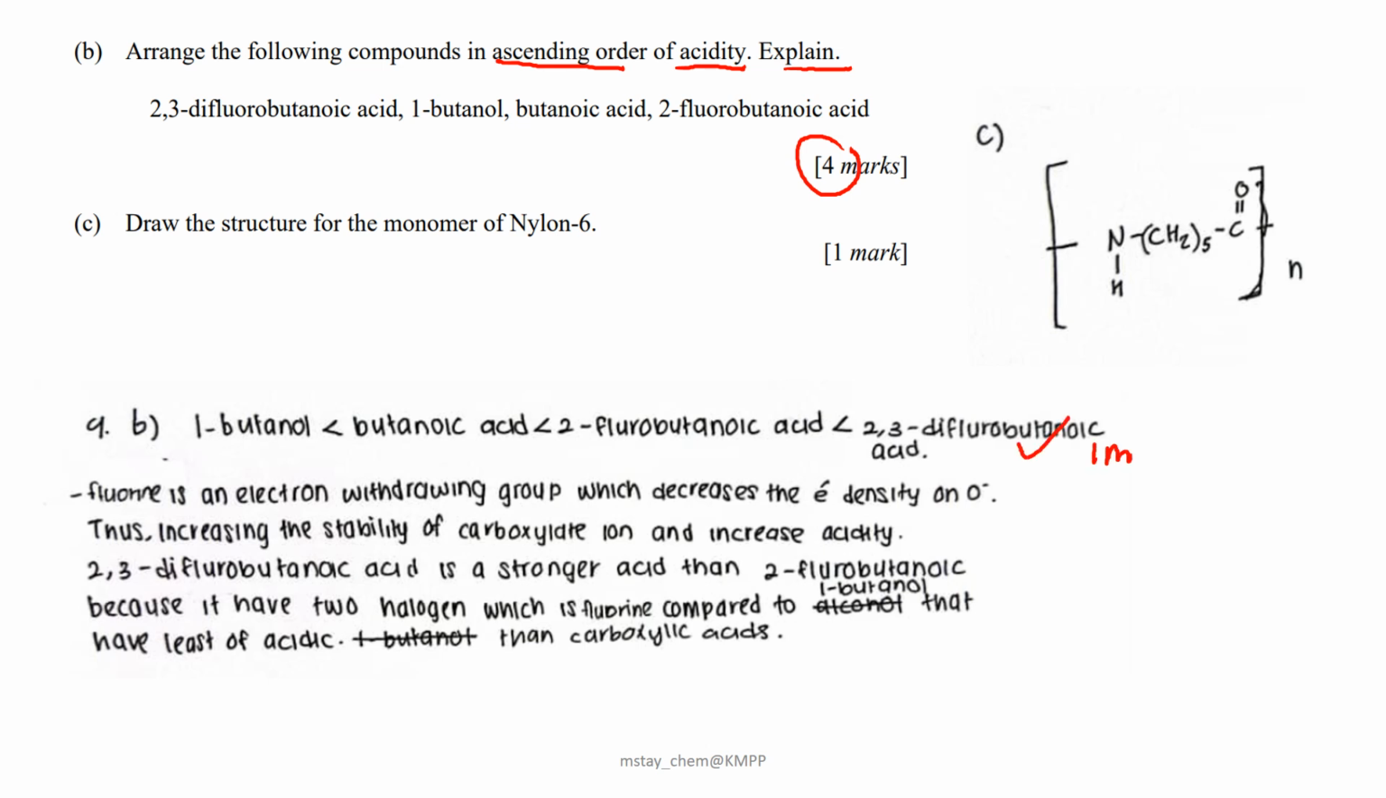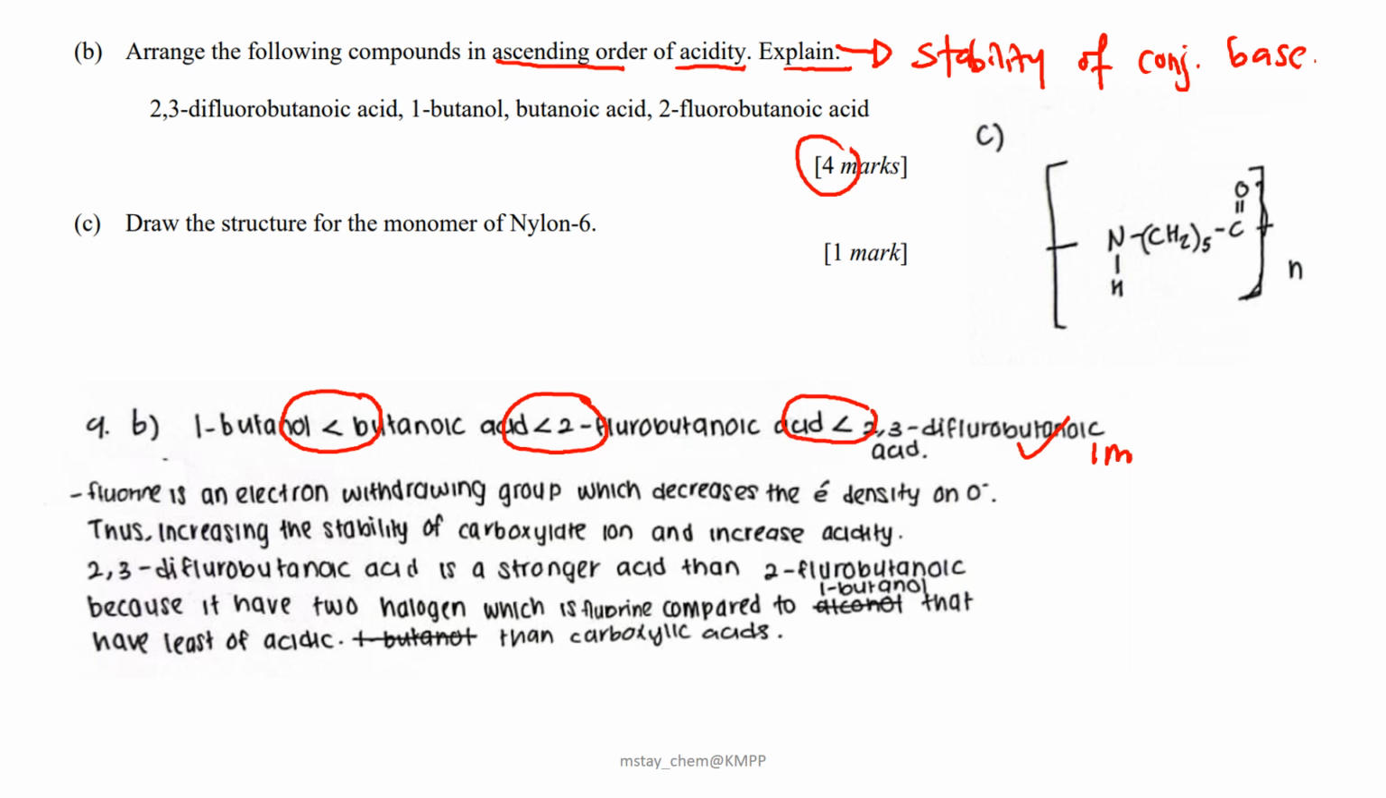Okay, next we are going to discuss the explanation. When we want to do the explanation, basically we try to explain the stability of the conjugate base. If possible, we try to explain in pairs. Why is butanoic acid more acidic than butanol, 2-fluorobutanoic acid more acidic than butanoic acid, and 2,3-difluorobutanoic acid higher than 2-fluorobutanoic acid. So let's look at the answer here.